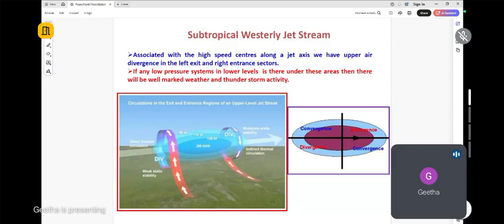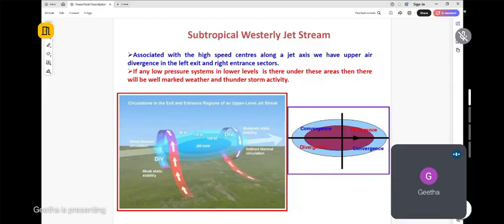So at the right entrance, when the air is entering from here to its right, there is divergence. And then when it is leaving to its left, there is divergence. On the other sides, they are having convergence. This is in the upper level. So at the right entrance and the left exit, there is divergence.